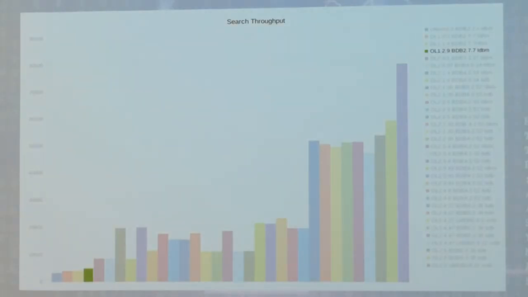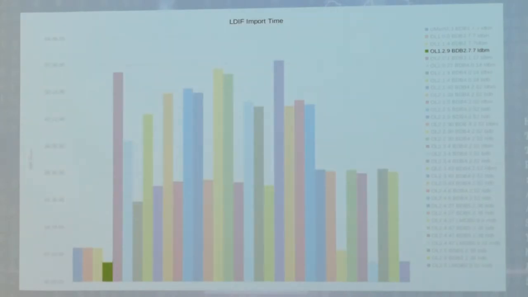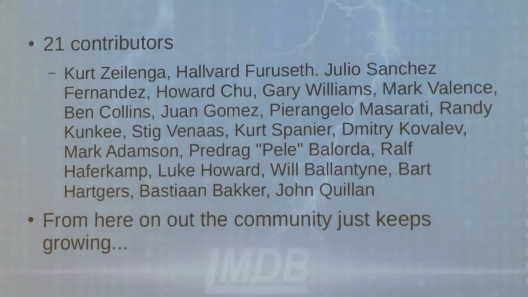Then with 1.2, again, a slight search improvement. Import speed drastically improved. And here's where it's like the Cambrian explosion. 21 contributors joined the project. That's in fact where I started in. And from this point for the next several years, the community just grew in leaps and bounds.